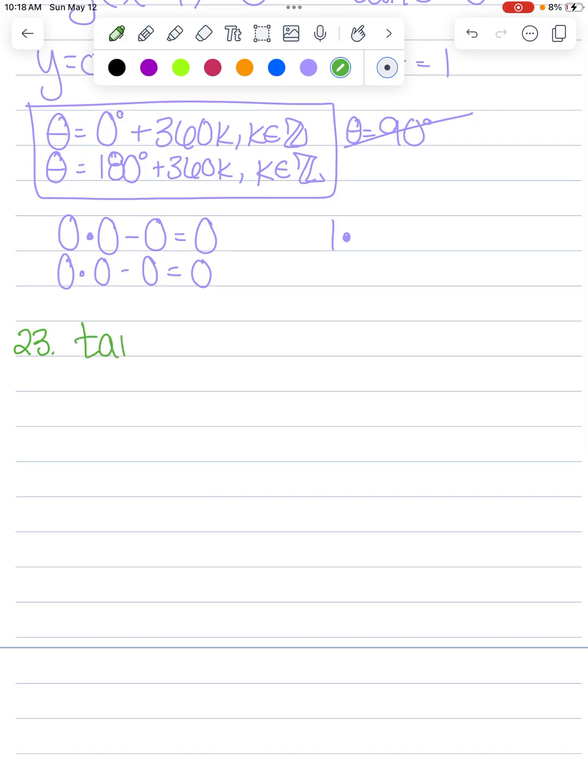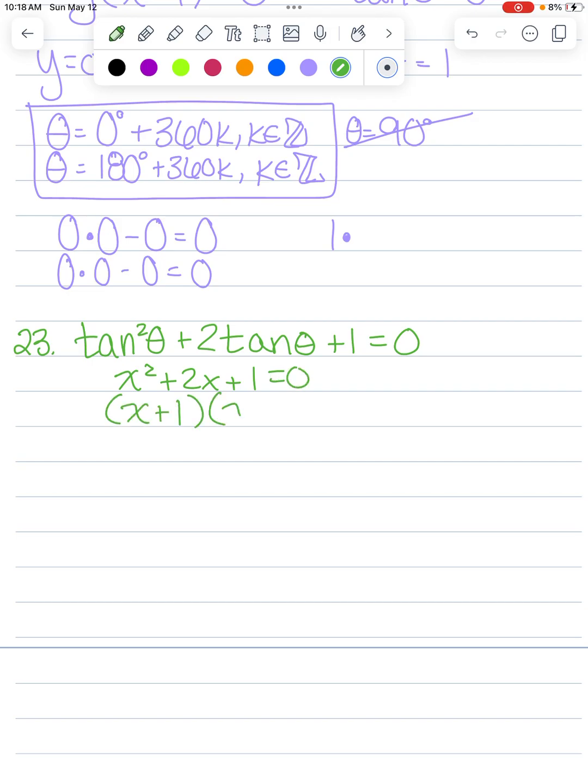23. Tangent squared theta plus 2 tangent theta plus 1 equals 0. Ooh, quadratic. X squared plus 2x plus 1 equals 0. We factored this a lot today. Two things that multiply to 1 and add to 2 are x plus 1 and x plus 1, which means x is negative 1. Tangent is negative 1 at... Okay, what are we solving for? So it just says solve.